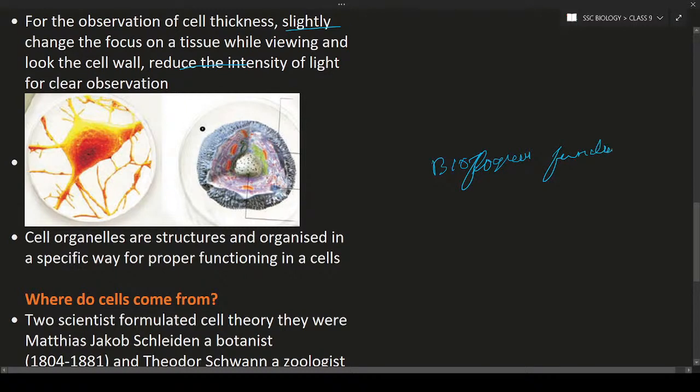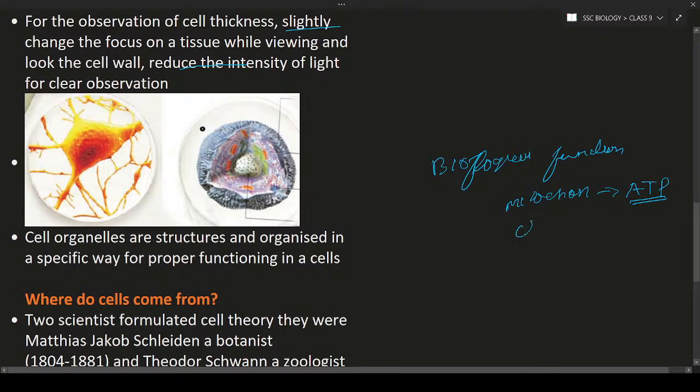Each and every cell is going to have some function. Each and every cell organelle is going to have some function. For example, take the mitochondria. What is the mitochondria going to do? It is going to produce ATP. ATP means adenosine triphosphate, and this adenosine triphosphate is going to provide energy for the cell.